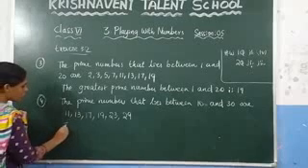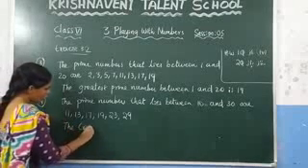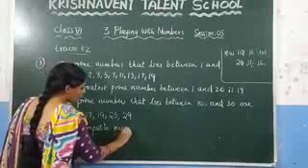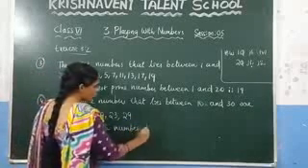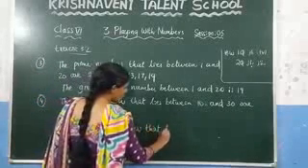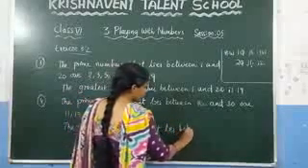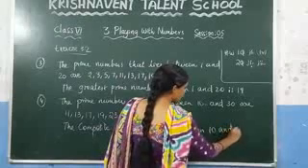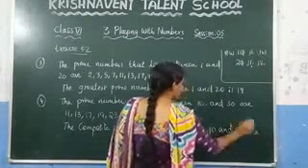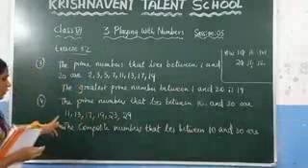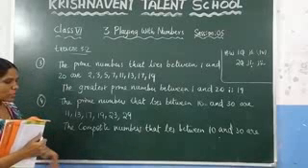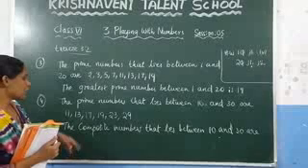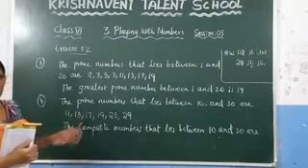Now you need to write the composite numbers. What are the composite numbers? The numbers which are not prime we call composite numbers. So write it here. The composite numbers that lie between 10 and 30. First we have written the prime numbers. Now you need to write the composite numbers. What are composite numbers? The numbers that contain more than 2 factors, or we can say the numbers that are not prime, we call composite numbers.